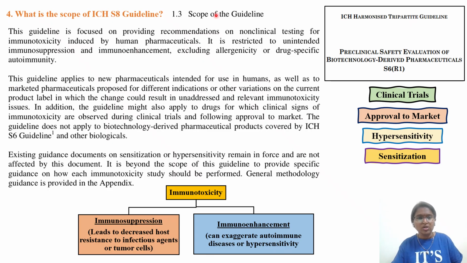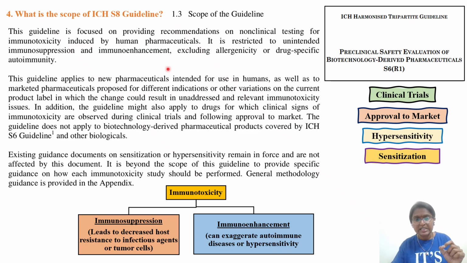Okay. So it is restricted to unintended immunosuppression. You keep coming across these words, unintended immunosuppression, unintended immunoenhancement, excluding allergenicity and drug-specific autoimmunity. So these things are not covered; these are out of scope of this particular guideline.